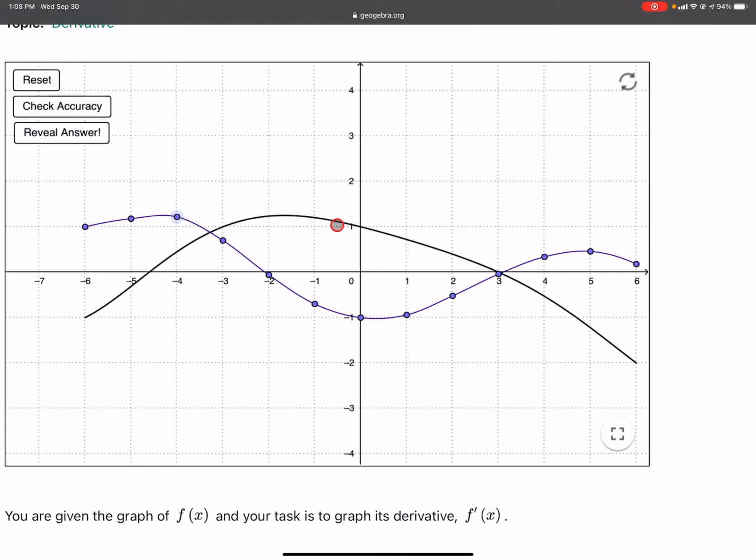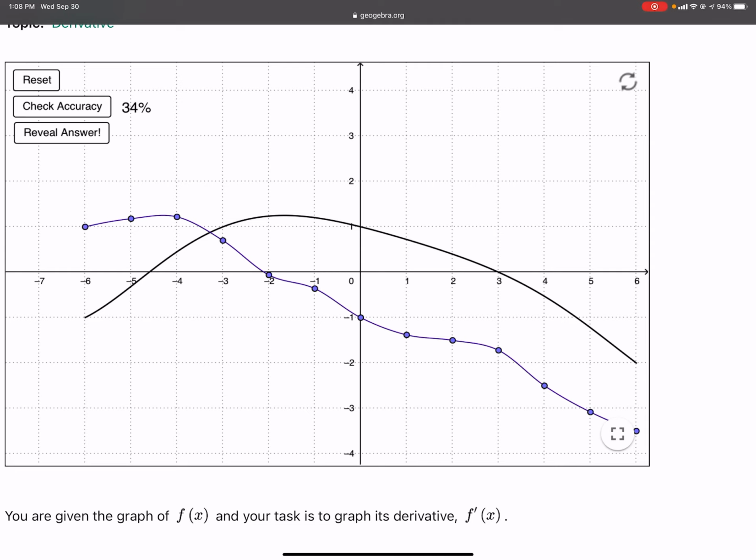Here, the slopes are all negative the rest of the way. And it's 0, and it seems like it gets bigger and bigger negative the rest of the way. So I'm going to drag all these down lower and lower as we move to the right. Now, I'm going to check to see how accurate this is. So check accuracy, 34%. What's going on?